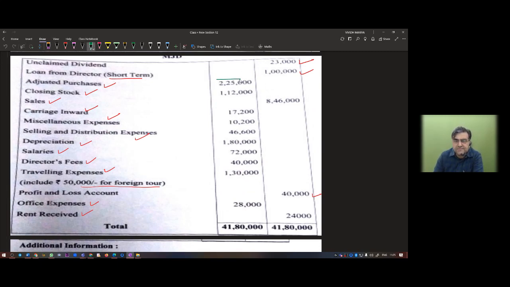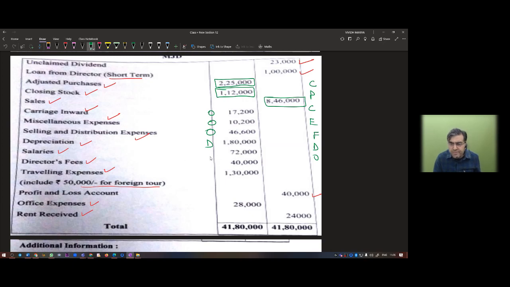Adjusted purchases. Closing stock. Sales. Carriage inward. Do you remember C, P, C, E, F, D, O? So carriage will go under O. Miscellaneous will go under O. Selling and distribution under O. Depreciation under D.